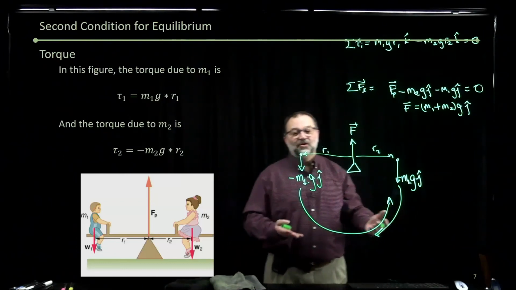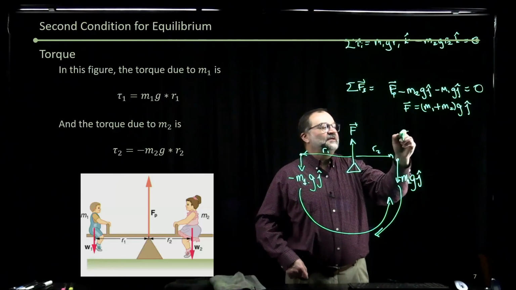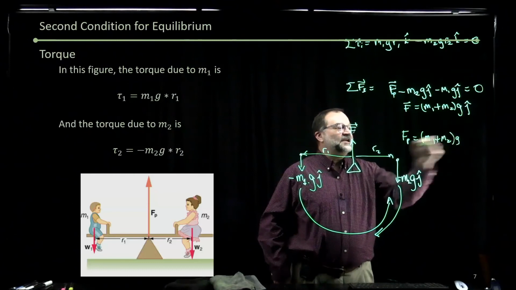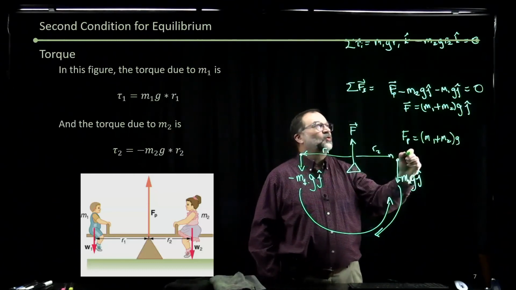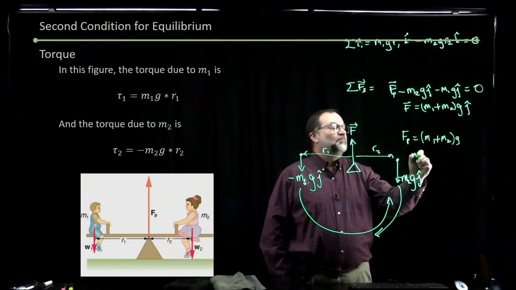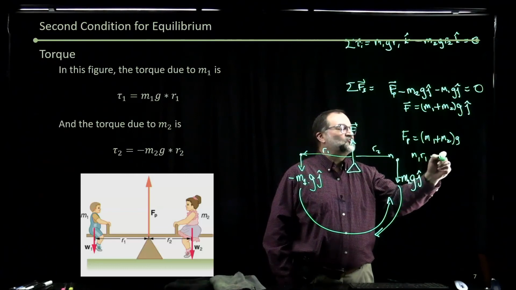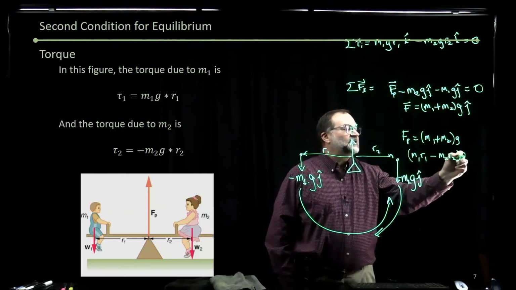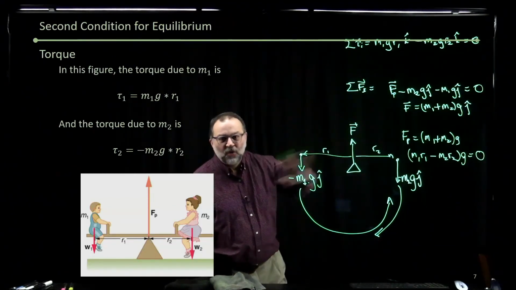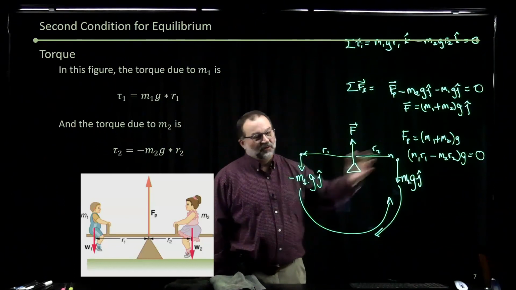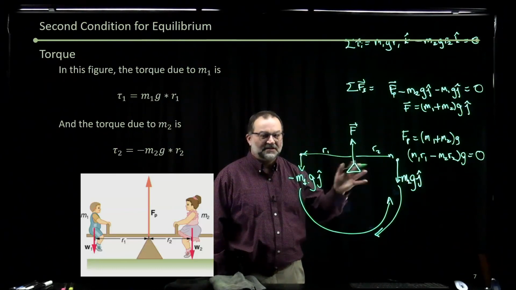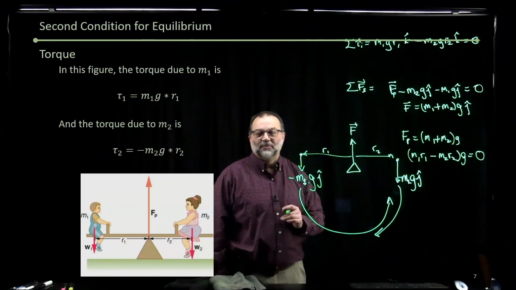So we've got two equations. We've got FP is M1 plus M2 times G, and we have the total torque, which is M1 R1 minus M2 R2 times G equals 0. And now we know everything about this system. Once we know the masses, we can figure out the forces. We're all set. We need to know the force and the distance. And this is a simple system that you've probably played with as a kid.